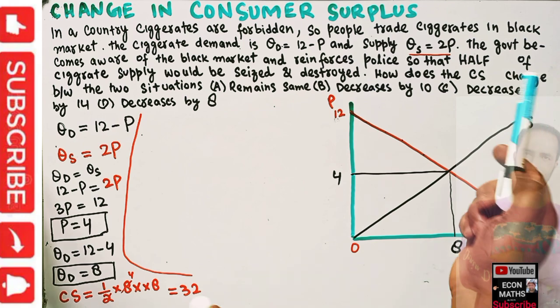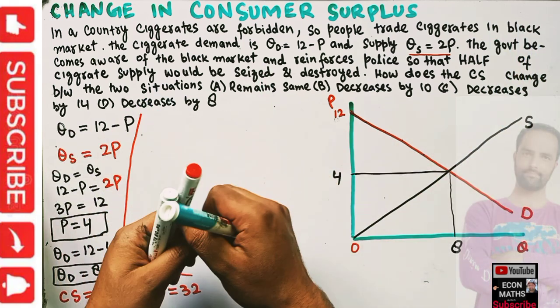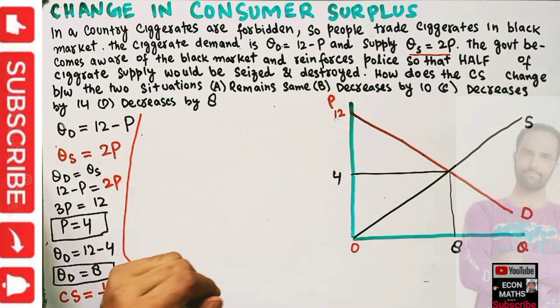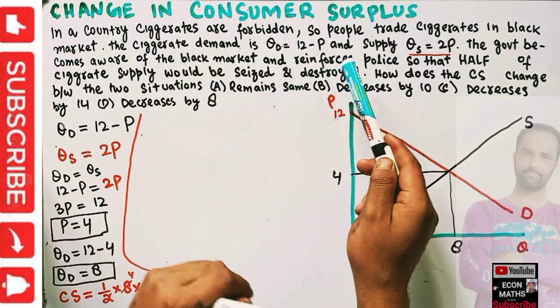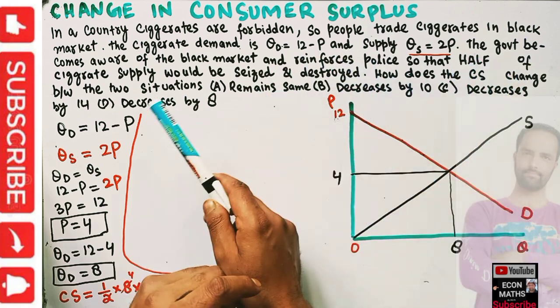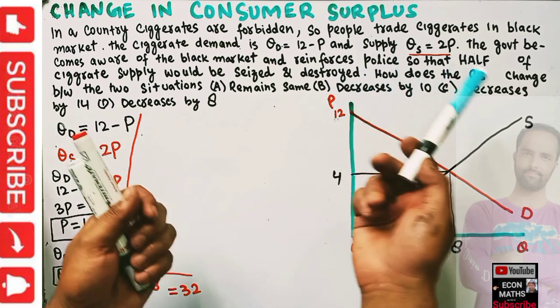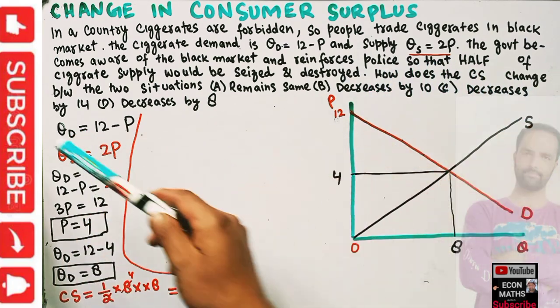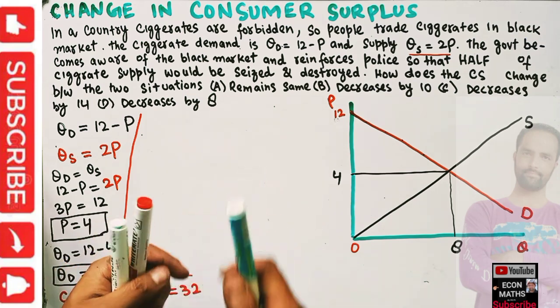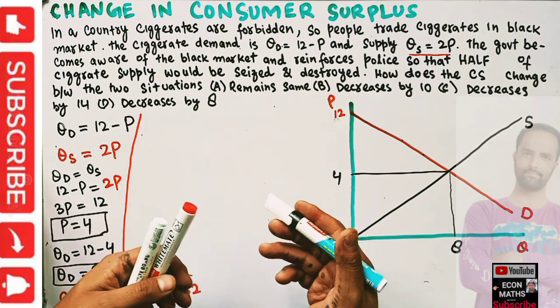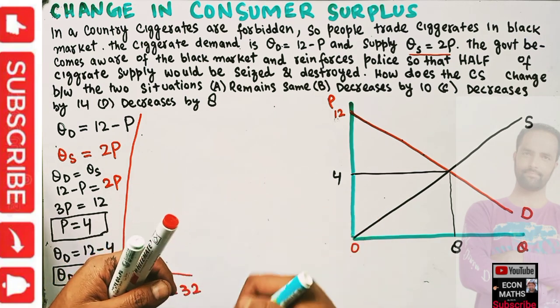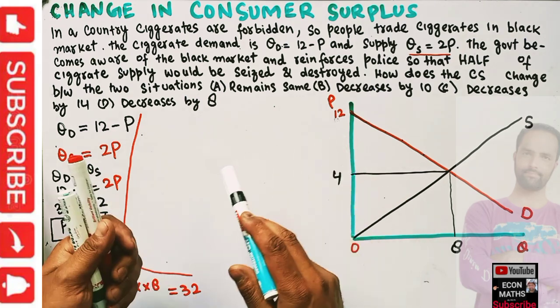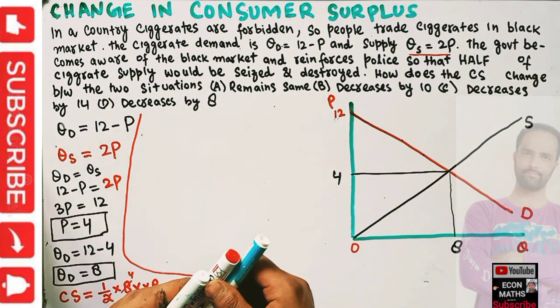Now we are being told the government becomes aware of the black market and reinforces police so that half of the cigarette supply would be seized and destroyed. And we know how this stuff works. How does the consumer surplus change between the two situations? Now we need to find out the supply function when the police destroys and seizes half of the cigarette supply.